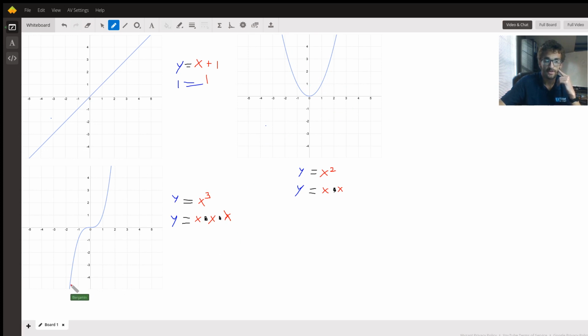And you do the same thing for something like x cubed. So we plug in 1, x times x times x. We'll do 2 this time again. 2 cubed is 8. So yeah, we're already beyond the scope of the graph here.